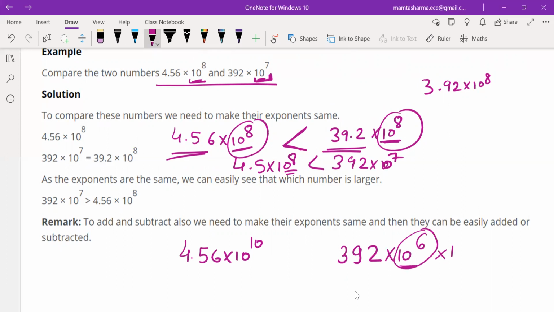So to make it 10 to the power 10, we need to add 10 to the power 4. Now, if you are multiplying in the numerator, you have to divide by the same number so that there would be no effect. Actually, to make it 10 to the power 10, you need to add 4. 6 is there, you need to add 4 to make it 10. So we need to multiply this term with 10 to the power 4.